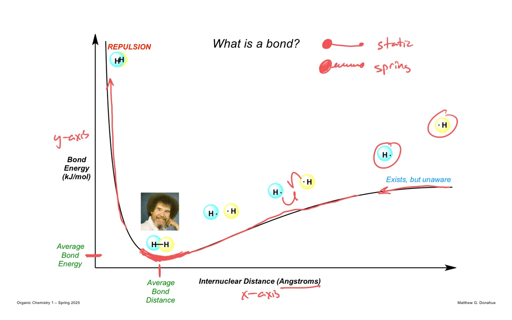So when they're really far apart, they're existing, but they're not aware of each other. They come closer and closer together. They form a bond. If they get too close, there's repulsion, and the energy gets greater and greater.